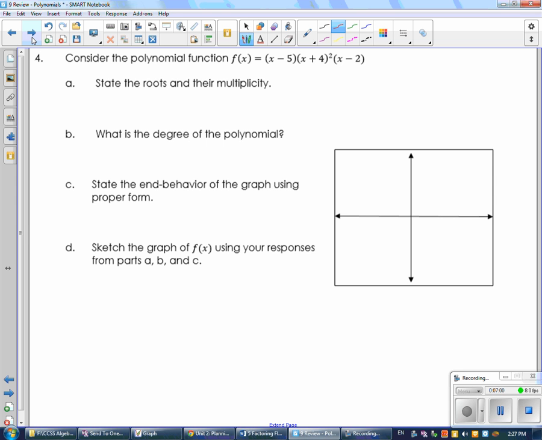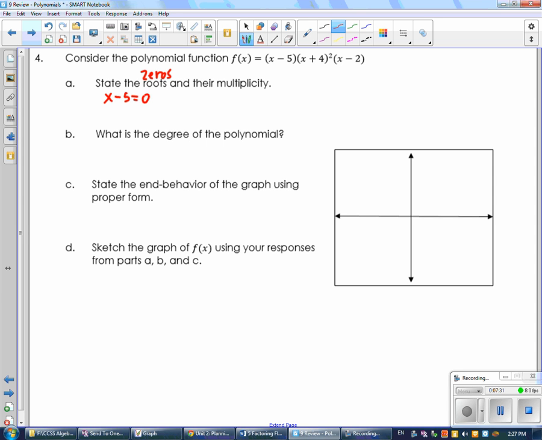Okay. In number 4, notice you are given a polynomial in factored form. So please make sure that you know the difference between standard and factored form. Standard form, we're adding and subtracting. Factored form, we're multiplying. And so in letter A, it says to state the roots and their multiplicity. Remember, the roots correspond to our x-intercepts, or the zeros of the function. And if you think of them as zeros, it might remind you that ultimately what you're doing is taking each of the factors and setting it equal to 0, and then solving for x.